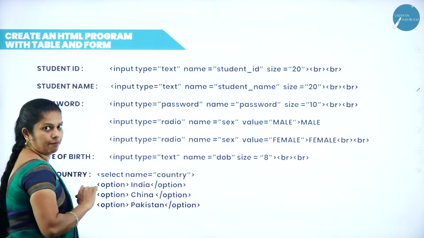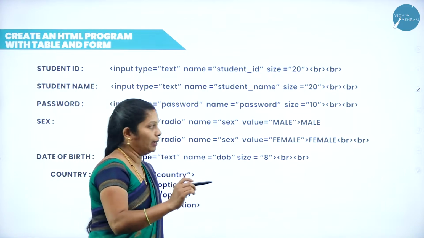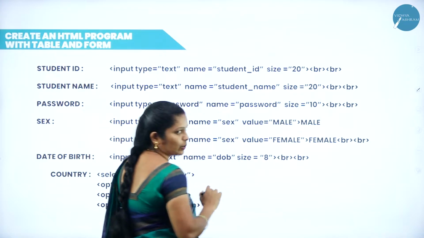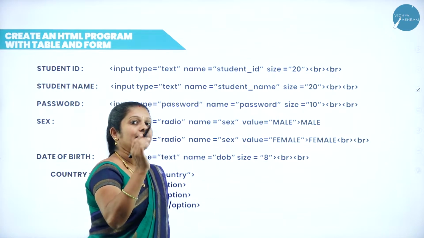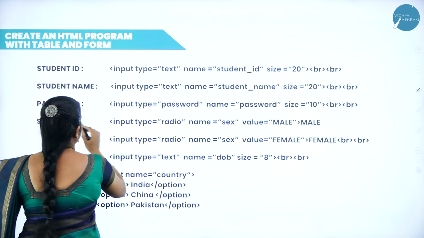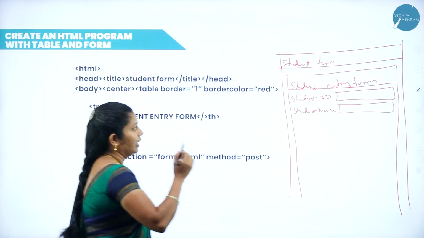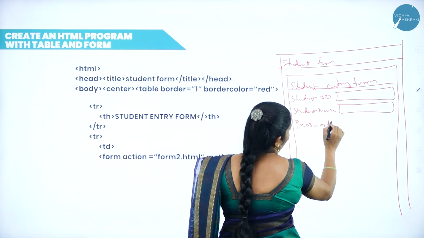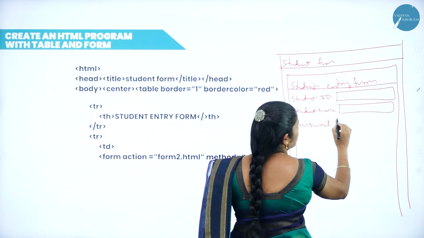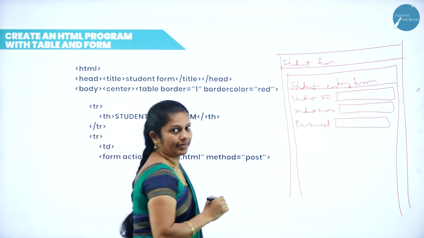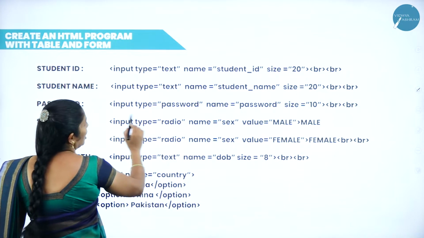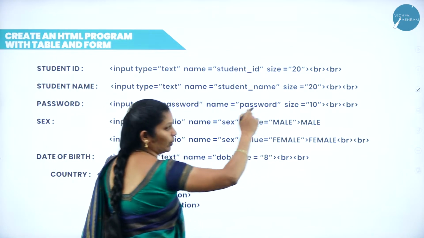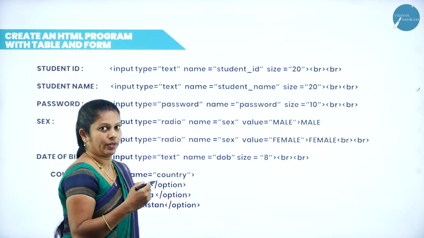Next, password. Password is also one of the form elements. Here input type equals password and name equals password, size equals 10. It means that a maximum of 10 characters we can enter. What is the next content we have? Password. In the output screen here, it will display password. Then once again one colon and one more box. Here also we can enter the data. In this password, how many characters can we give? Maximum 10 characters. If I write 20 here, then a maximum of 20 characters we can write.